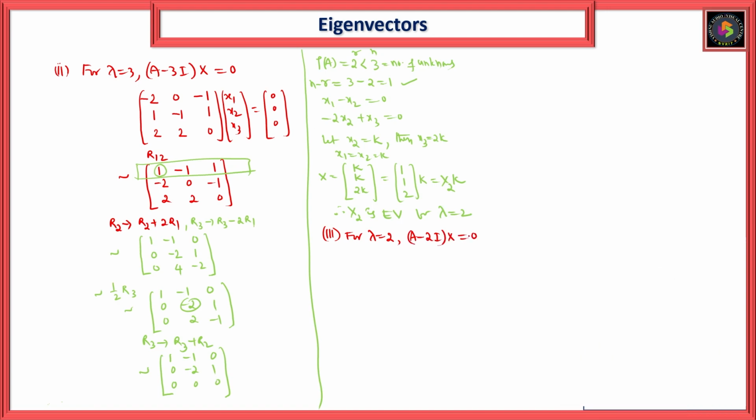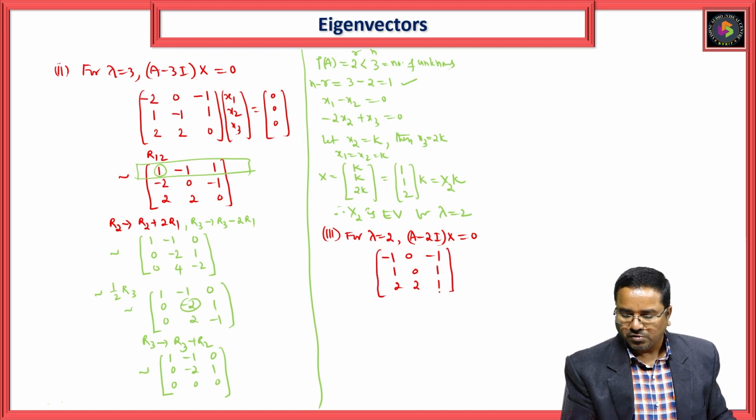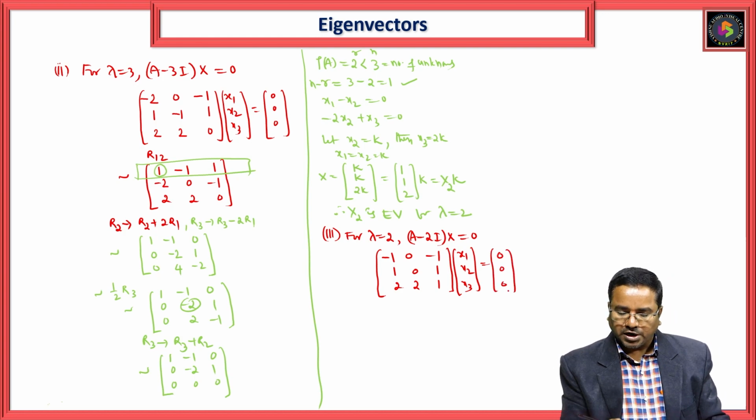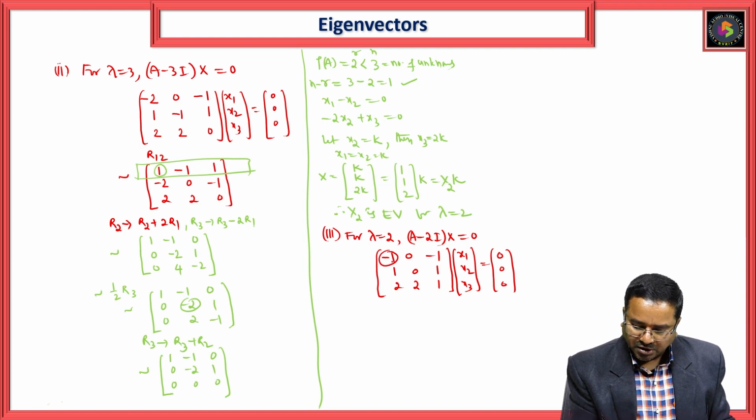So A minus 2I means just subtract 2 from the diagonal. So 1 minus 2 is minus 1, then 0, minus 1. Then 1, 2 minus 2 is 0, this is the same, 2, 2. Then 3 minus 2 is 1. This multiplied by x1, x2, x3 equals 0, 0, 0. Okay. Again, we already have the key element, 1 or minus 1, so using this as the key element, make the entries below it 0.